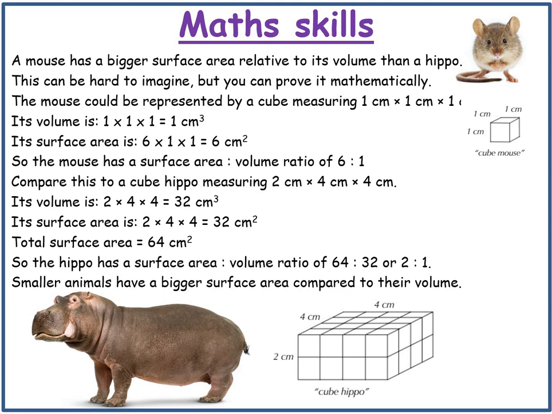And then for the hippo, you'd have to find this face, so like 2 by 4, and then that face 4 by 4, etc., and then find out what the total surface area is, and then find its volume, which would be 2 times 4 times 4. So if you did work that out, the surface area to volume ratio of a small animal, or the cube, would be 6 to 1, but the surface area to volume ratio of the larger animal would be only 2 to 1. So larger organisms have a smaller surface area in comparison to their volume.